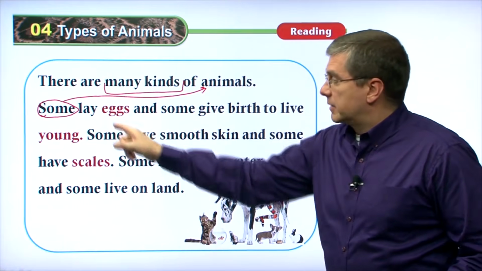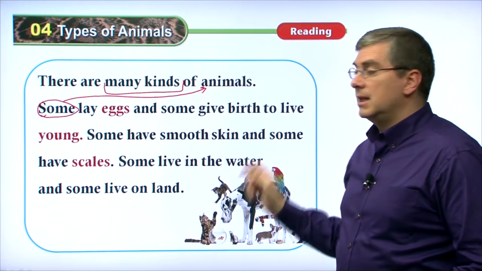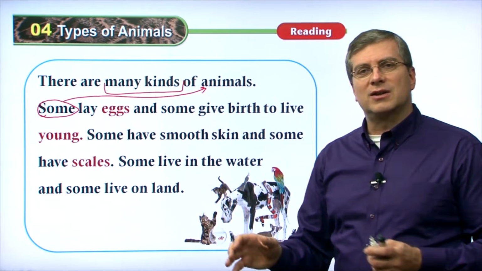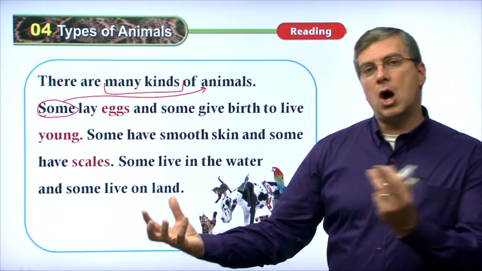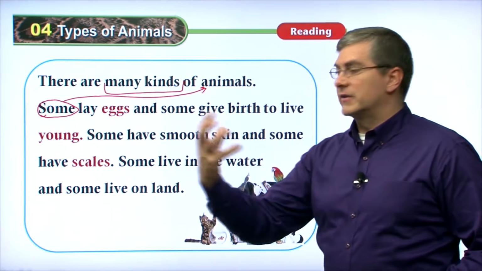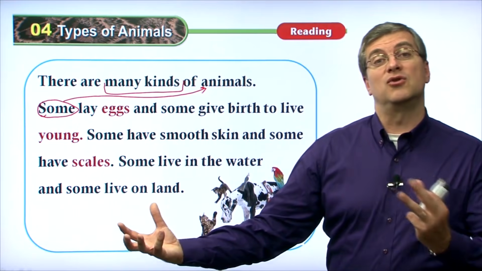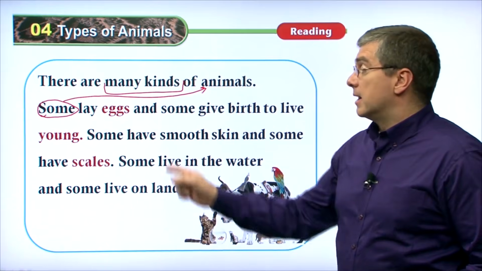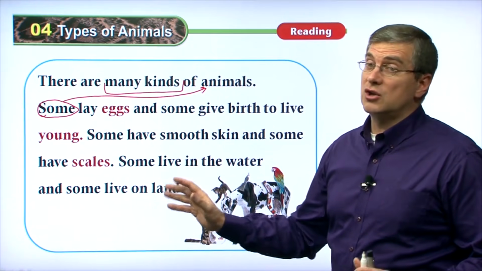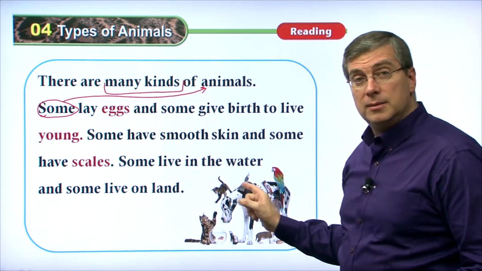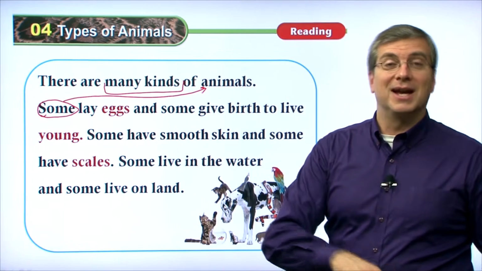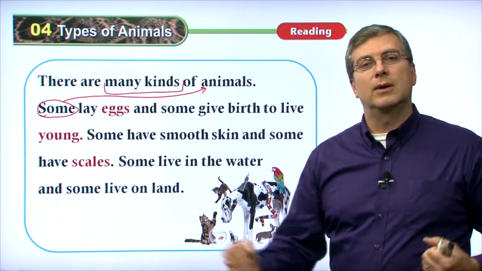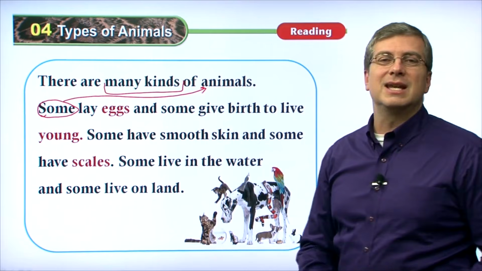Some, again, some have smooth skin and some have scales. So it's interesting. These sentences are constructed showing one type and the opposite type, right? The next one, some have smooth skin, some have dry, scaly skin or scales on their skin. Last sentence, again, same construction. Some live in the water and some live on land. Again, opposite. So it's very easily organized.